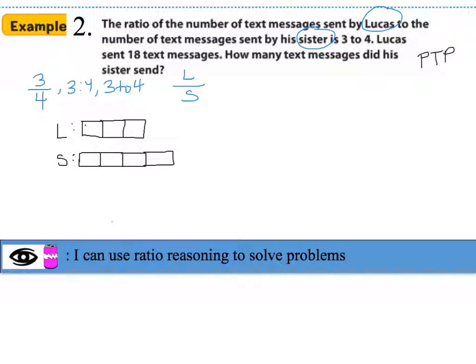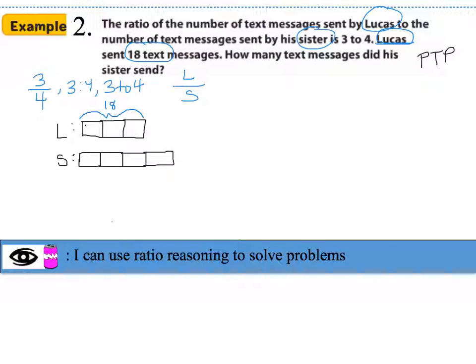Now if you read the problem, it says that Lucas sent 18 text messages. The problem says Lucas sent the 18 text messages. So I want to put my grouping symbol right above Lucas's diagram, and I'm going to place an 18 right above that. The reason I did that, again, is because the problem said Lucas sent 18 text messages.